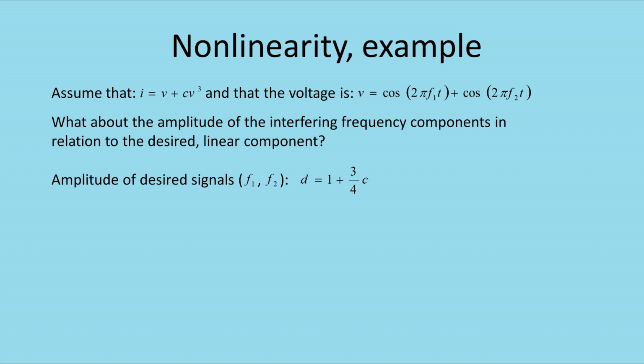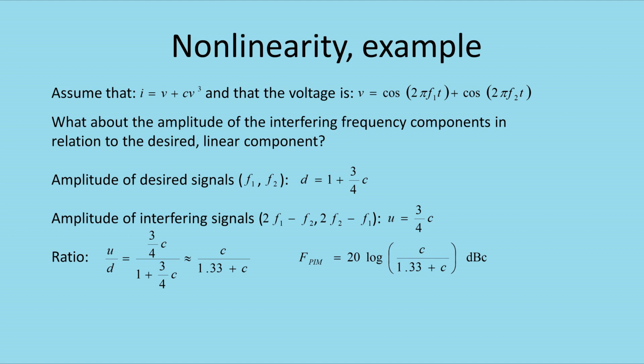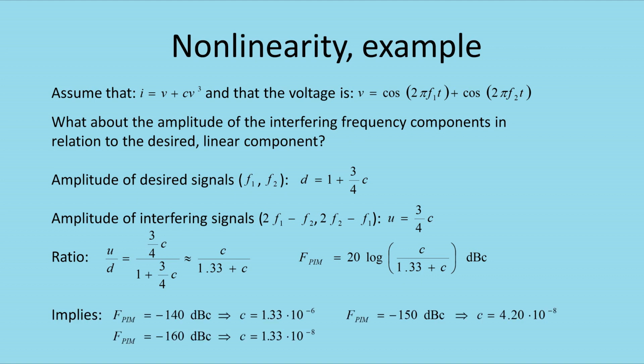First, the amplitude D of the desired frequency components F1 and F2 is given by 1 plus 3 times the constant C divided by 4. The amplitude U of the interfering signals is given by 3 times C divided by 4. The ratio between the amplitude of the interfering signals and the desired signal components can be found. The ratio can also be expressed in decibels relative to carrier. The implication of this is that for PIM in the range -140 to -160 dBc, quite minute nonlinearities are involved.